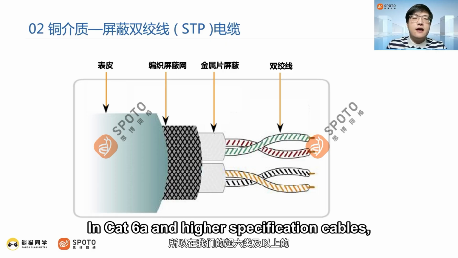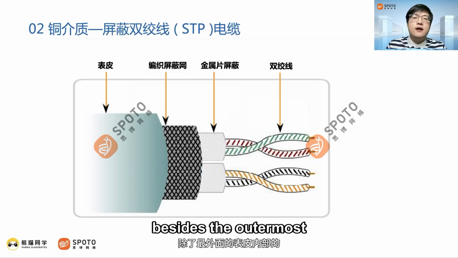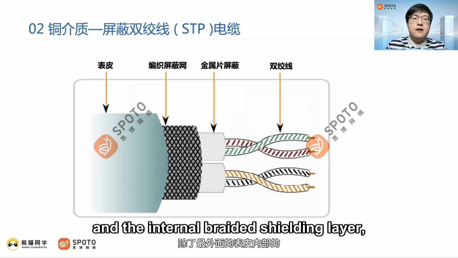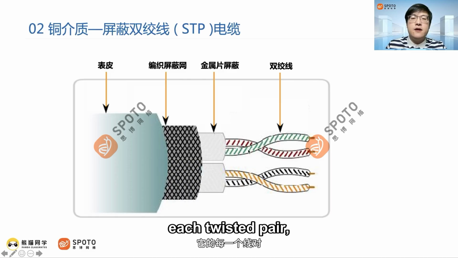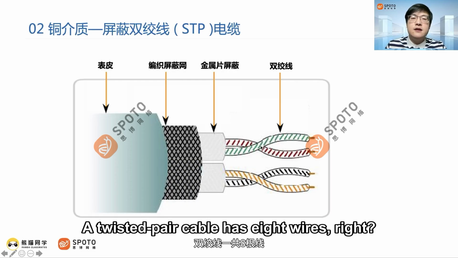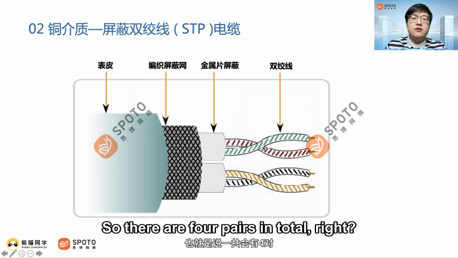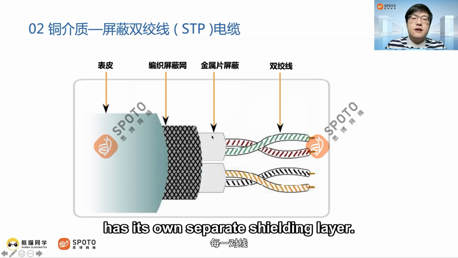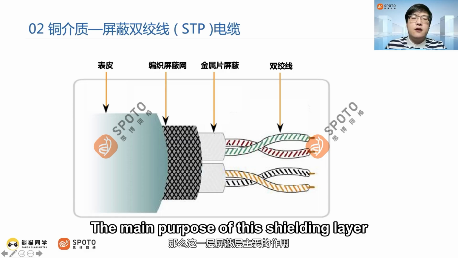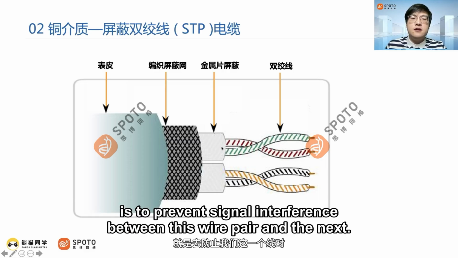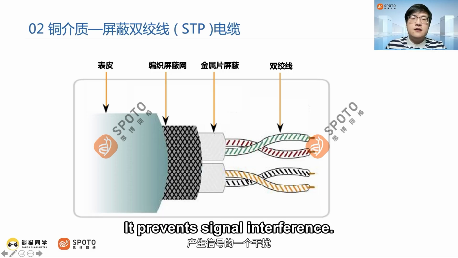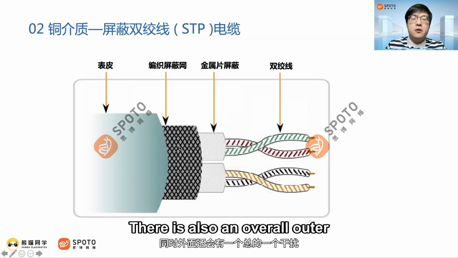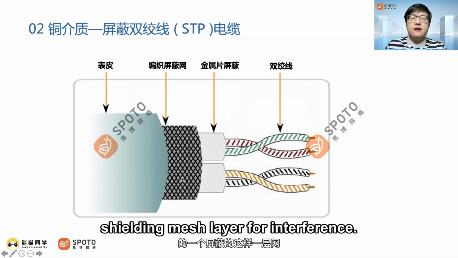Problems easily occur. Therefore, in Cat6a and higher specification cables, besides the outer jacket and the internal braided shielding layer, each twisted pair, as we mentioned earlier, a twisted pair cable has 8 wires, right? Every 2 wires are twisted together. So there are 4 pairs in total, right? Each pair of wires has its own separate shielding layer. The main purpose of this shielding layer is to prevent signal interference between this wire pair and the next. There is also an overall outer shielding mesh layer for interference.